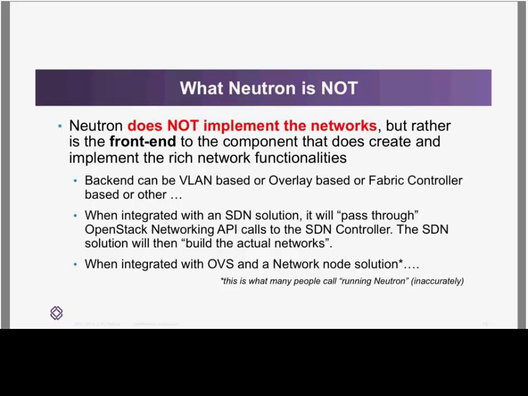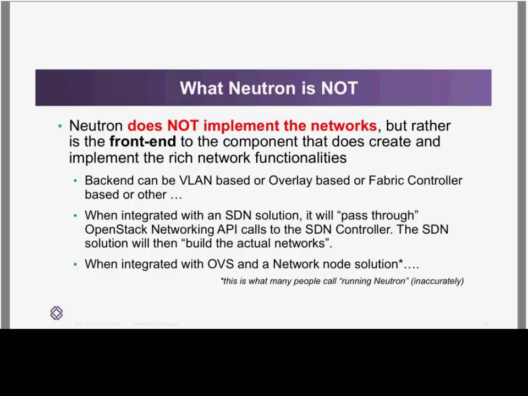So the backend can be VLAN based if you're using a Neutron plugin that configures VLANs on a physical network infrastructure. It can be overlay based if you're using a solution like PLUMgrid. It can be a fabric controller when you're manipulating OpenFlow in your underlying fabric. Whatever that is really implements the networks and the functionality the user is exposed to in Neutron. So, for example, if you're using an SDN solution, all the API calls and all the definitions that you make through Neutron will be passed all the way to the SDN controller that will then go and implement it.